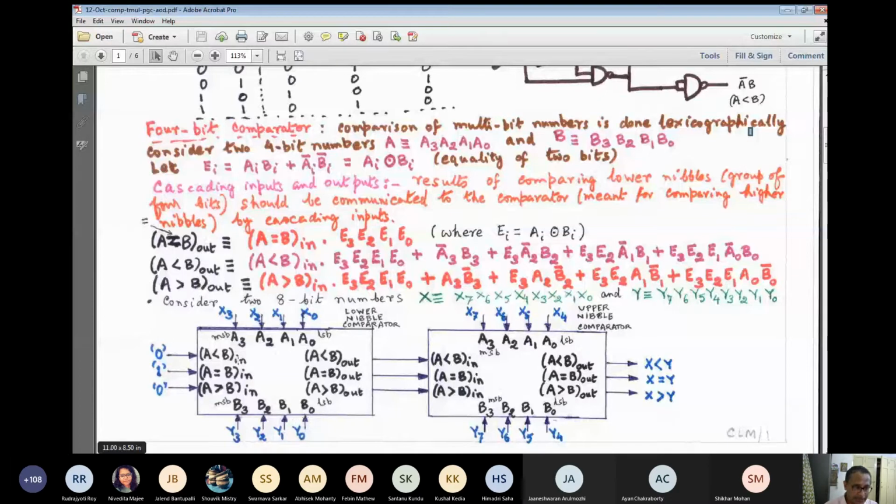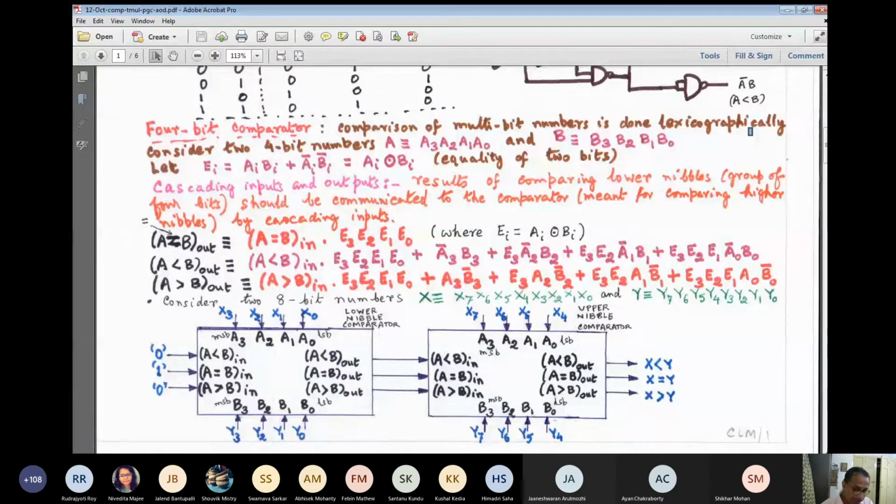Now, if it so happens that A3 and B3 are equal, then I have to once again check the just lower significant A2, B2. Here, if E3 is 1, that means A3 and B3 are equal, and in addition A2 is 0 and B2 is 1, then what happens? Then I can say, as A3 and B3 are the most significant and A2 is just the lower significance, if the most significant bits are equal between them and A2 is less than B2, then this operand A is less than B.